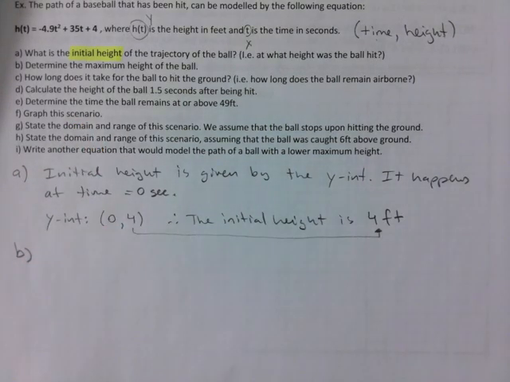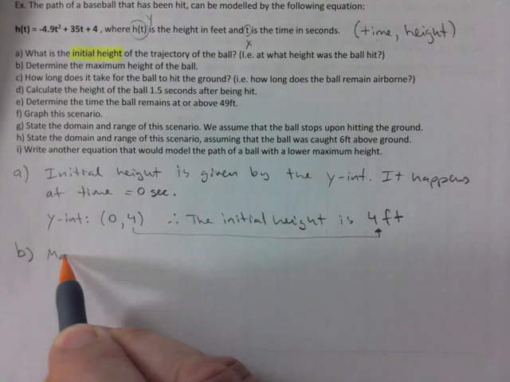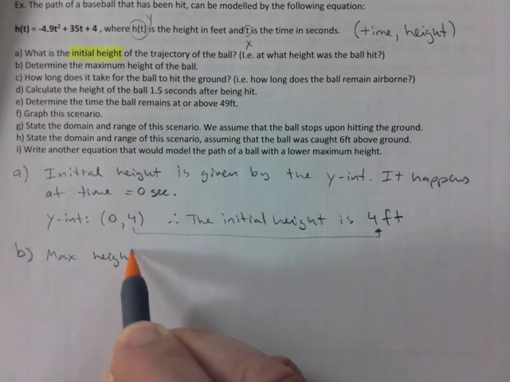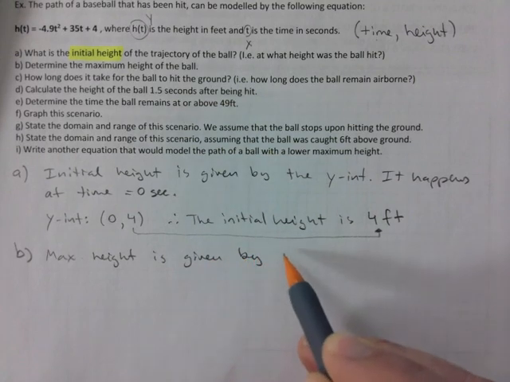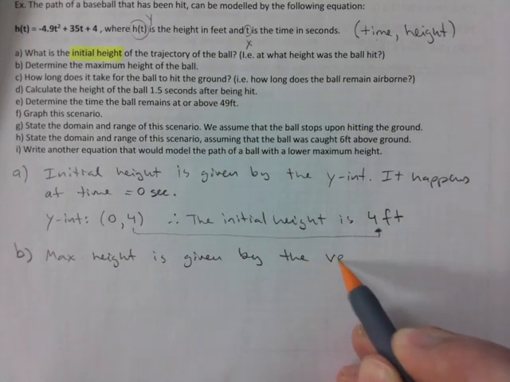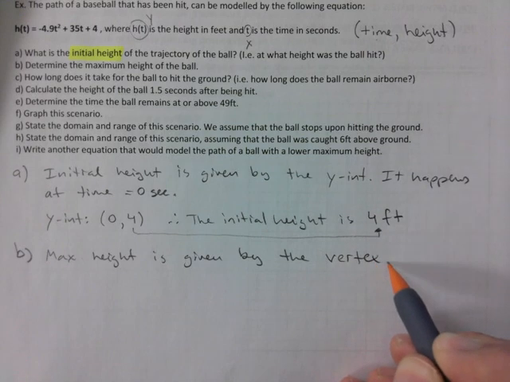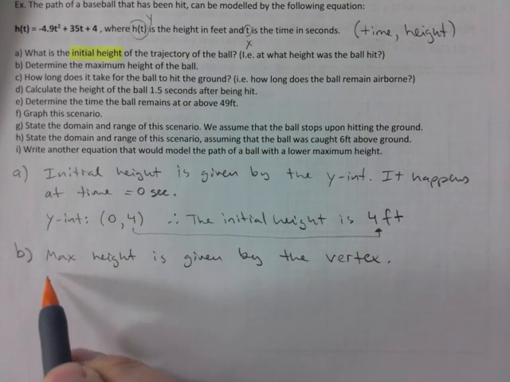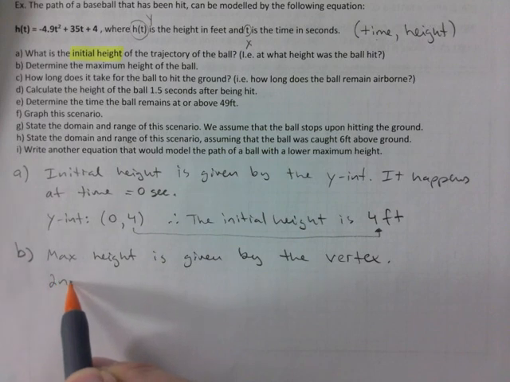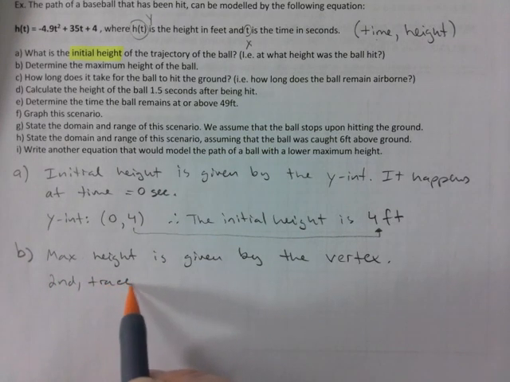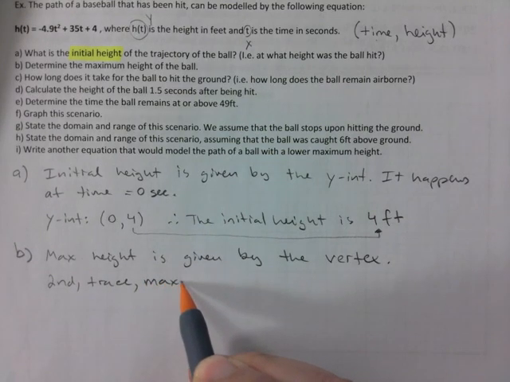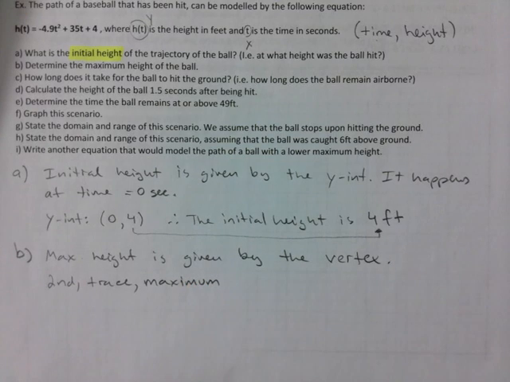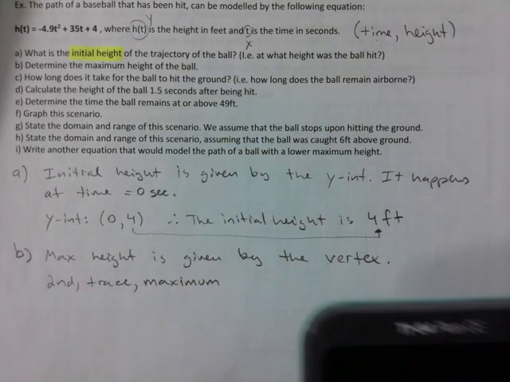Determine the maximum height of the ball. Max height is given by the vertex. Okay, there I'm going to use the calculator. So I'm going to say second trace. We know this is pointing down even before we graphed it, right? So I'm going to find the maximum. I'm going to use second trace maximum to make that happen.